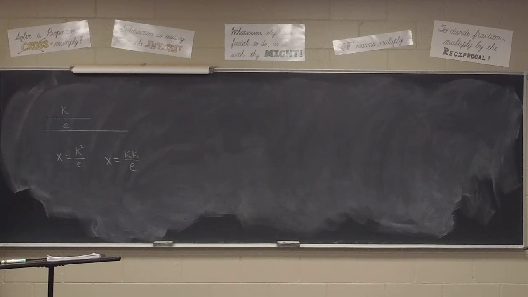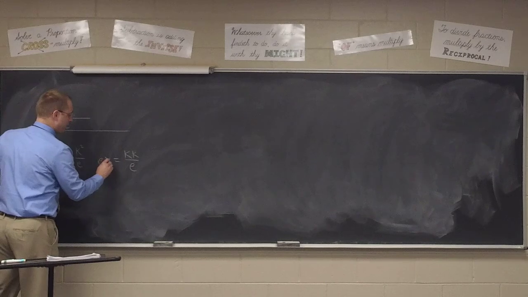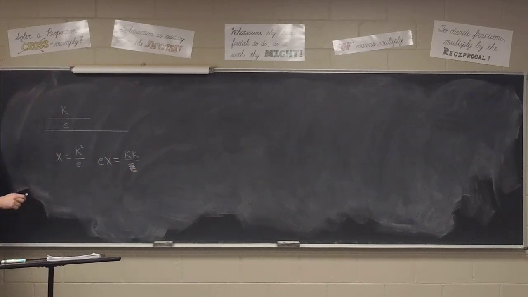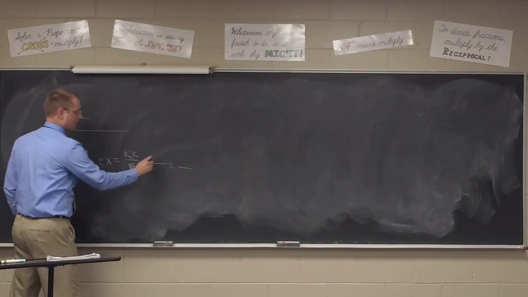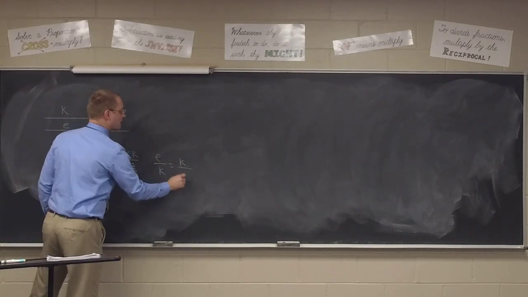Quentin, help him. Okay, so if we multiply by E, that would give us EX equals K squared. Ethan, does that help trigger a thought? Make a proportion. Okay, let's make a proportion. What proportion are you thinking? E is to K as K is to X.